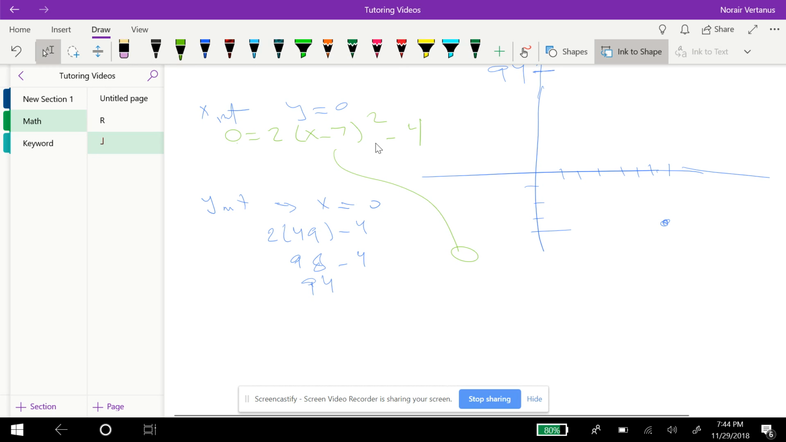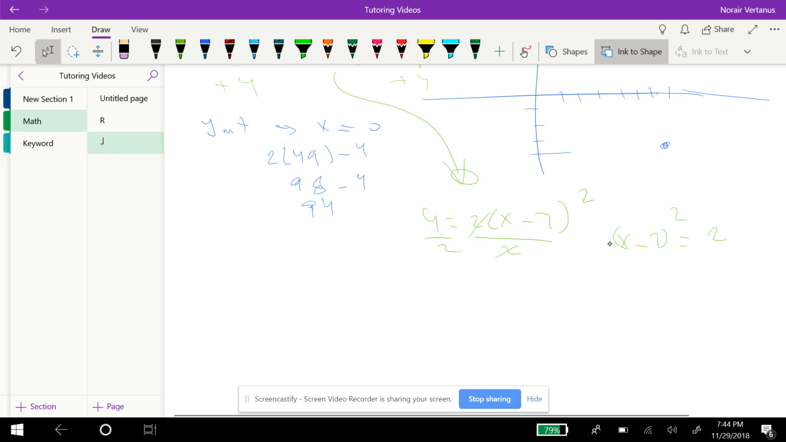I'm going to add 4 to both sides. So I'm going to have 4 equal to 2 times x minus 7 squared. Then divide by 2 to get rid of this 2. So x minus 7 squared is going to be equal to 2. Then solve for x, take the square root of both sides. You get two answers, positive and negative. So x minus 7 is equal to plus square root of 2, and x minus 7 is equal to negative square root of 2. If you add 7 to both sides, x would be equal to 7 plus rad 2.